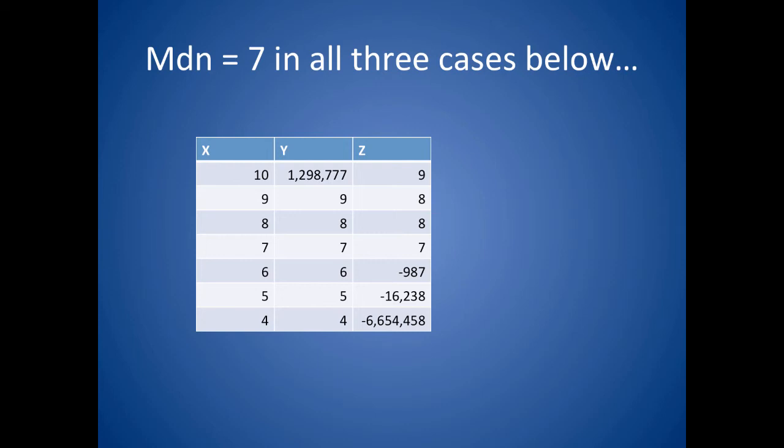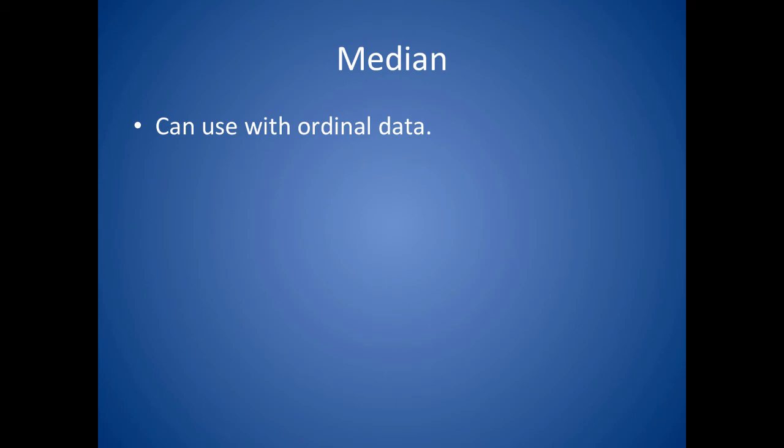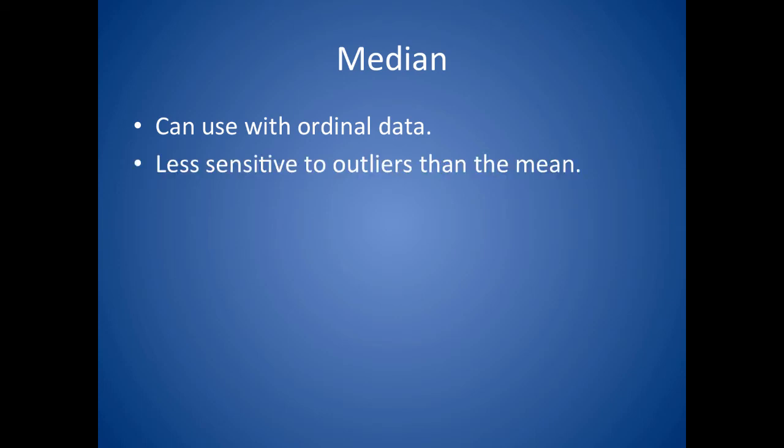And that's one of the strengths and weaknesses of the median, right? It is a strength because if you don't care about outliers, the median is a really good measure of central tendency. If you do care about outliers, it's not that helpful. So, median can be used with ordinal data, right? Turns out, as we'll see next time, the mean cannot. It is less sensitive to outliers than the mean. That is handy. It's fairly easy to conceptualize.